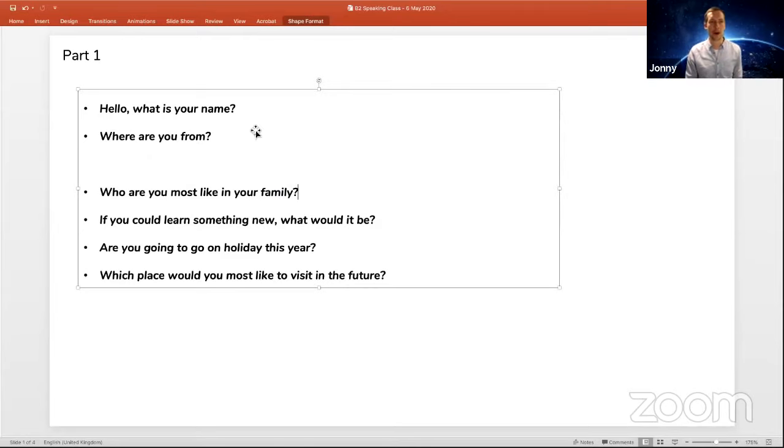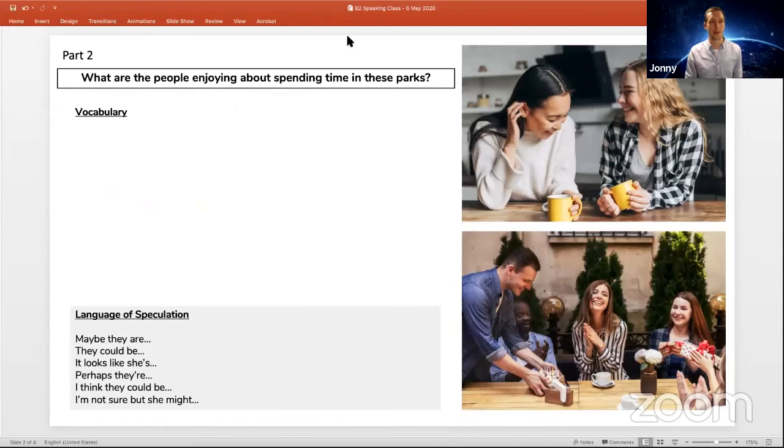And then we're going to do part two, comparing photographs. And these are the photographs we have today. And the first question is, what are the people enjoying about... Oh, no, this was from last week. I haven't changed this, sorry. Can somebody tell me, I think I put it on the file that I've sent you. Could you tell me what it says in the title? I hope I put it correctly. I haven't updated it here. I'm sorry, it's my mistake.